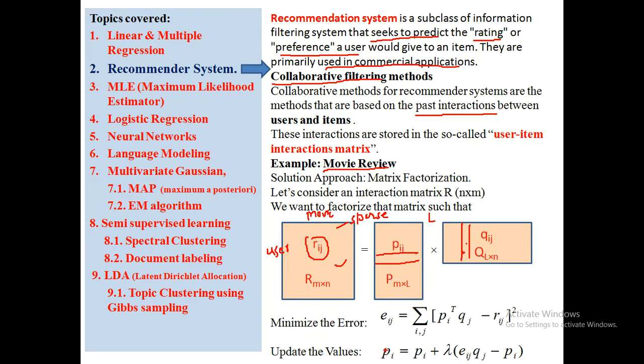And the ith value of P and jth value of Q are updated like this, with a small value of learning rate. The error term is given here. So this is how we update and factorize the matrix. Having this matrix, it is easier to find out the similarity between two users or movies.